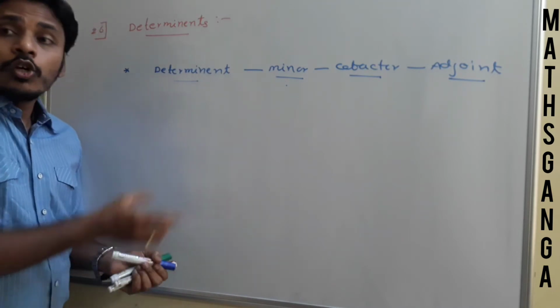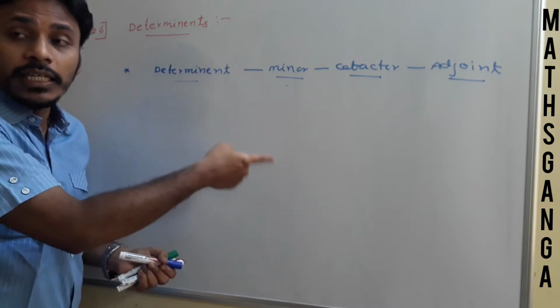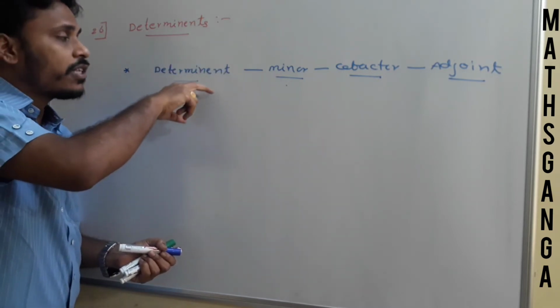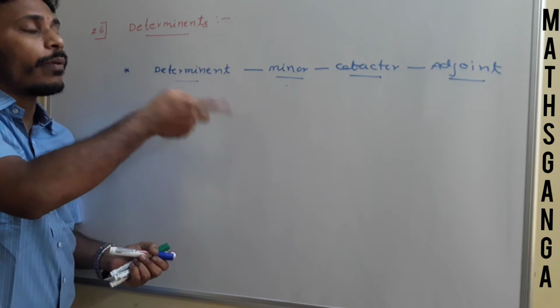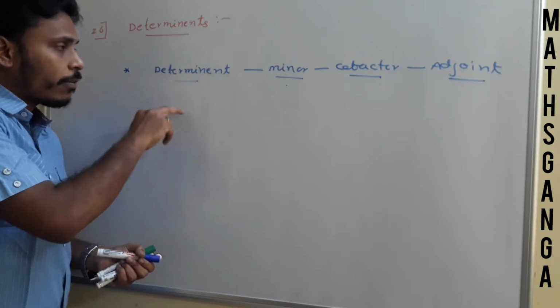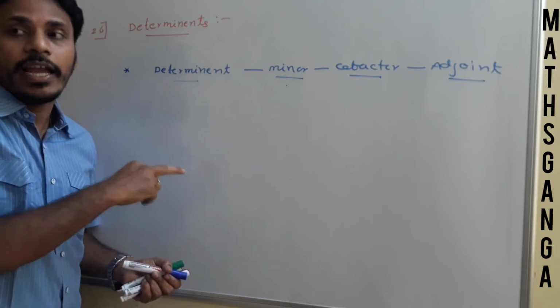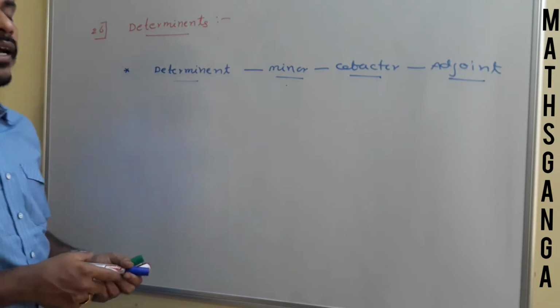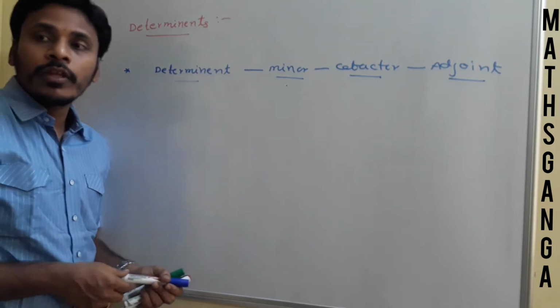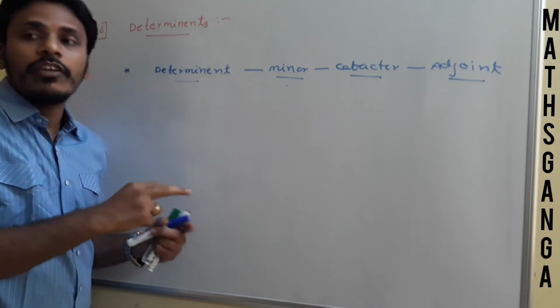To find the determinant we need minor, to find the minor we need determinant. That means the determinant and minors are dependent on one another actually, and that's why at the end, to find the determinant and minor at a time, we need to analyze.